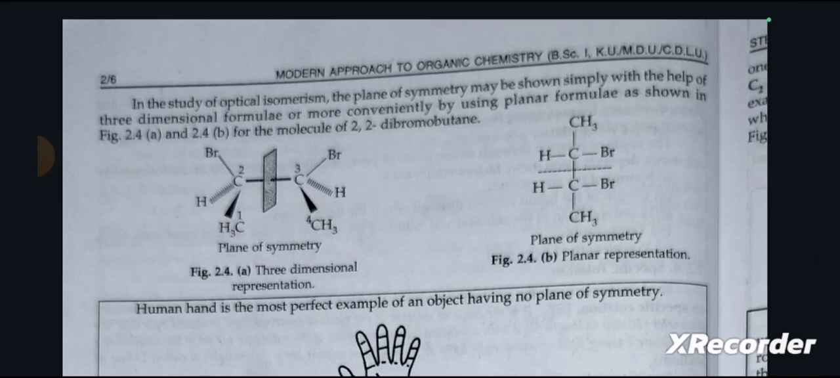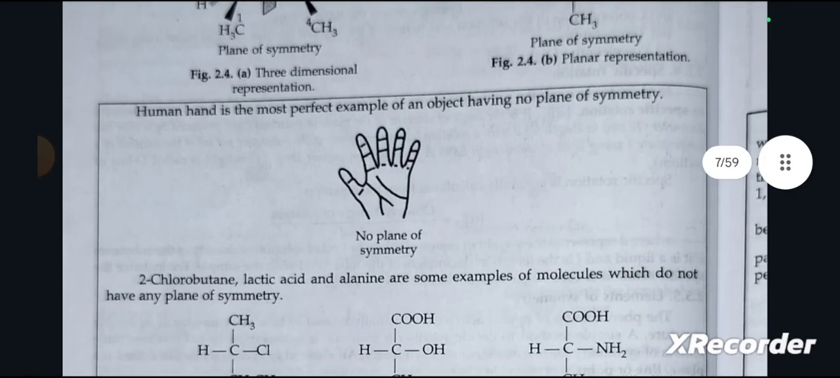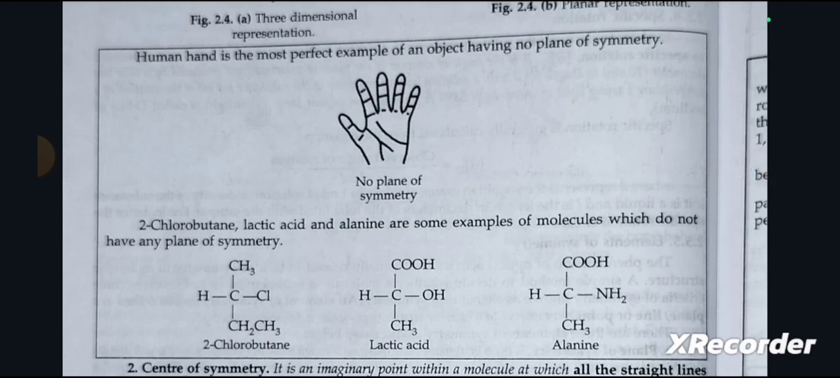In the study of optical isomerism, the plane of symmetry may be shown simply with the help of a three-dimensional formula, or more conventionally by using planar formula as shown in figure 2.4a and 2.4b for the molecule of 2,2-dibromobutane. Figure 2.4a, three-dimensional representation. Figure 2.4b, planar representation. The human hand is the most perfect example of an object having no plane of symmetry. 2-chlorobutane, lactic acid and alanine are some examples of molecules which do not have any plane of symmetry.